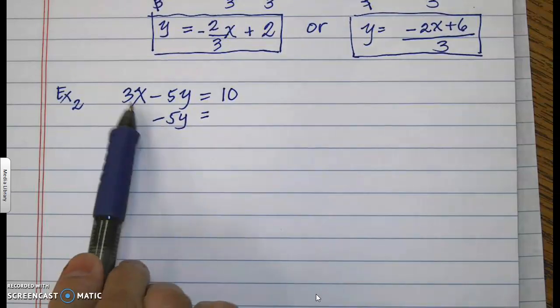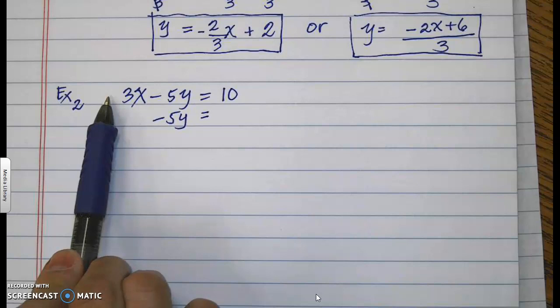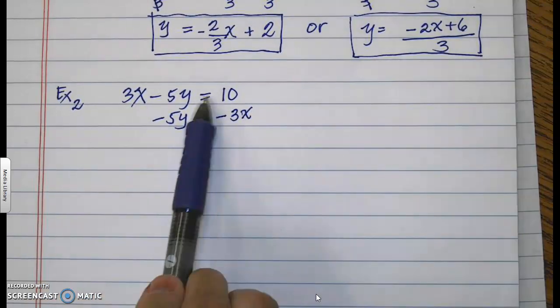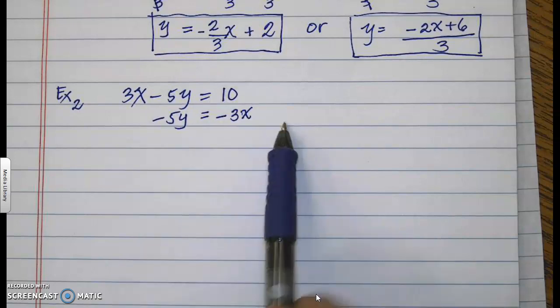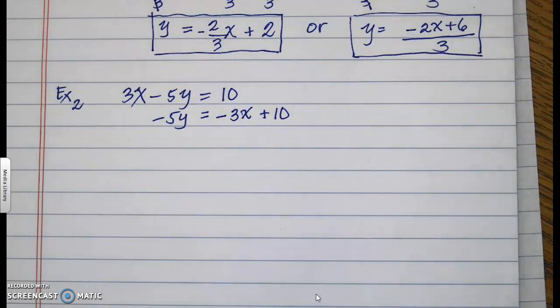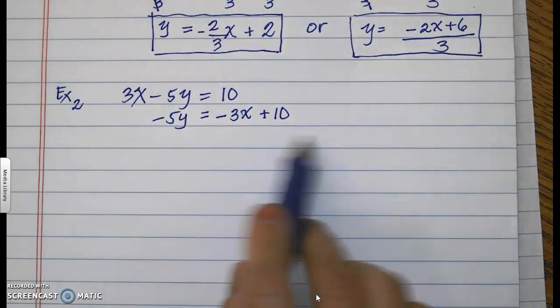Therefore, you don't want this there. This is a positive 3 right now. So when you move to the other side, it becomes a negative 3. The 10 does not go to the other side. It just goes down. So that's a plus 10. And now I'm done with that. I am now going to divide everything by negative 5.